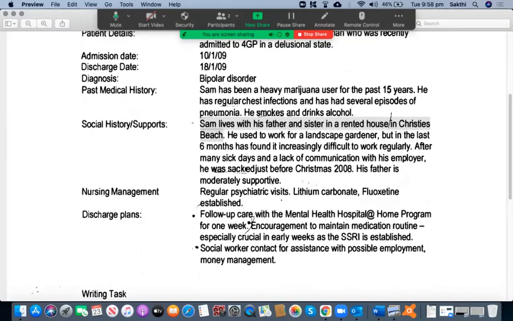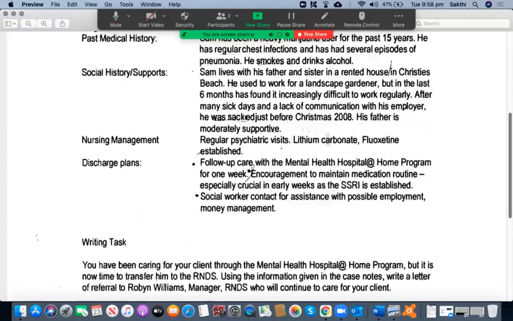Okay, he used to work for a landscape gardener, but in the last 6 months has found it increasingly difficult to work regularly. After many sick days and a lack of communication with his employer, he was sacked just before Christmas 2008. His father is moderately supportive. He is supportive to some extent. Okay, that's what we understand from that.